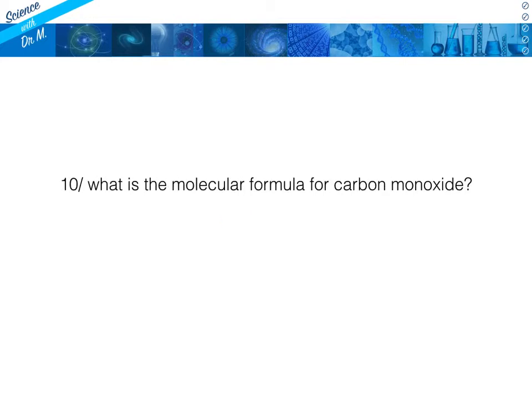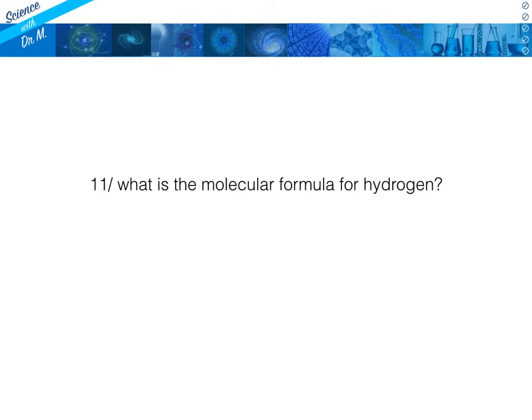What is the molecular formula for methane? CH4. What is the molecular formula for carbon monoxide? This time it's not carbon dioxide, it's carbon monoxide. CO. What is the molecular formula for hydrogen? This is the molecular formula, so it's for a hydrogen molecule.